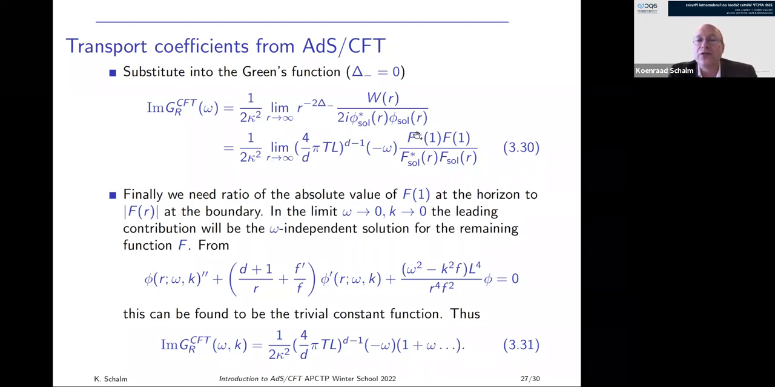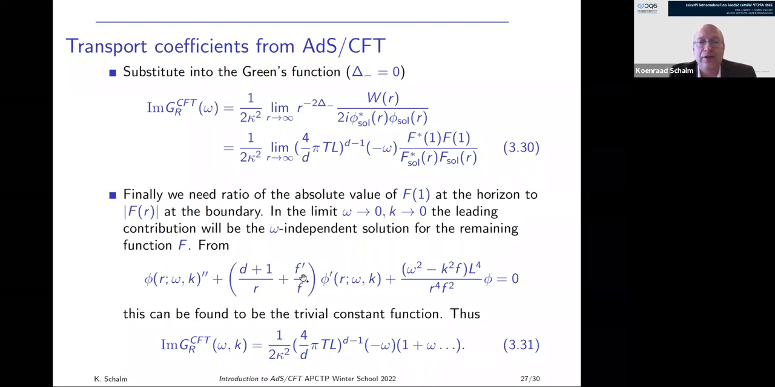But what I do need to do is to know the ratio of this f star times f, the absolute value of f, towards the absolute value of phi, at the boundary. And it's not so hard to see that in the limit of omega going to 0, k going to 0, the leading contribution will be the omega independent solution for the remaining function f, right?